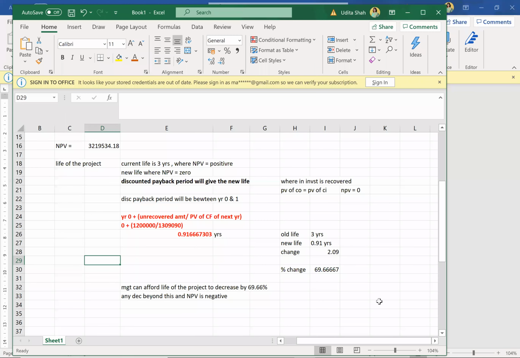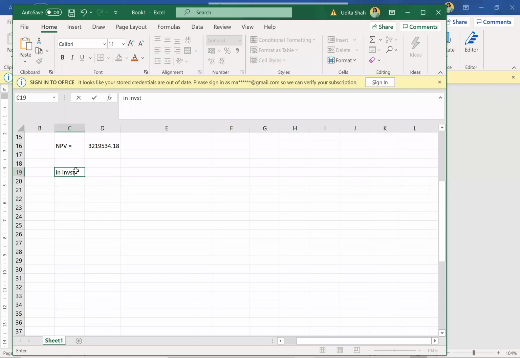So what is the next thing now? Initial investment. Correct. So current initial investment is how much? It is 1.2 million, where NPV is positive. Correct. I want a new initial investment where NPV is 0.